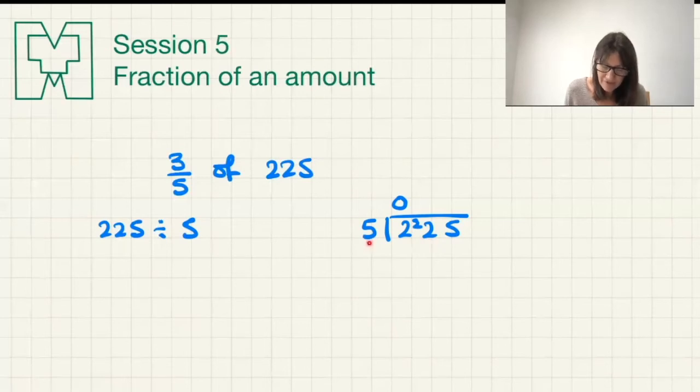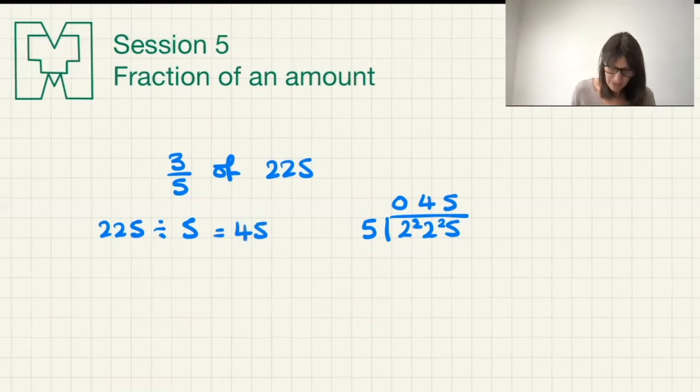So I'm going to say, how many 5s can I get into 22? So I work this out and I get the answer 4. 4 5s are 20. So I've got 2 left over again. So the 2 that's left over joins the next number, which means that's no longer 5, it's 25. And I say, how many 5s can I get into 25? And the answer to that is 5 exactly. So 225 divided by 5 is 45.